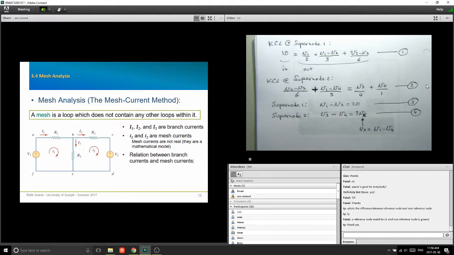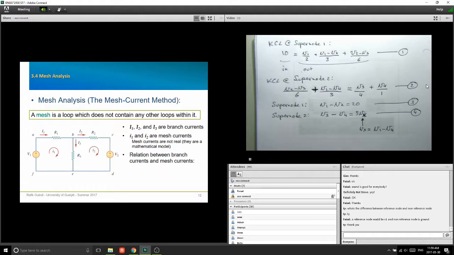First, we're going to define a mesh. A mesh is a loop which does not contain any other loops within it. It means it's an inner loop, okay? So how many loops do I have in this circuit? How many loops do you see in that circuit? No, loops. You have two meshes. But how many loops? You have three loops, okay?